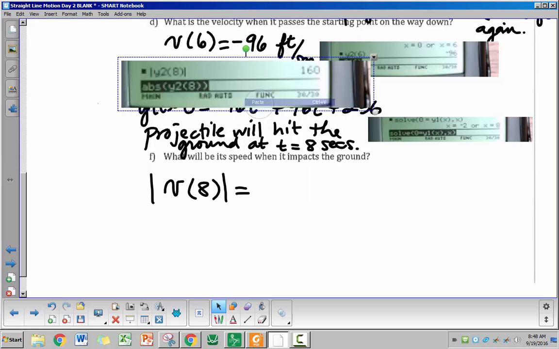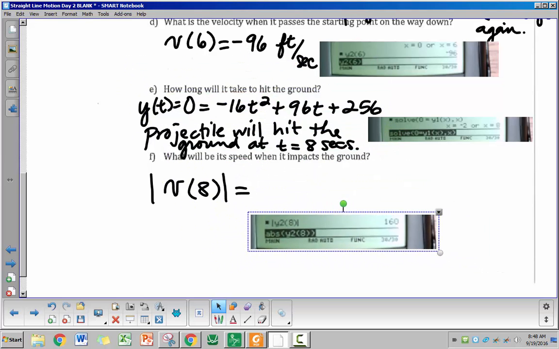This calculator is an amazing piece of machinery, yes? Yeah, I don't know how it works.